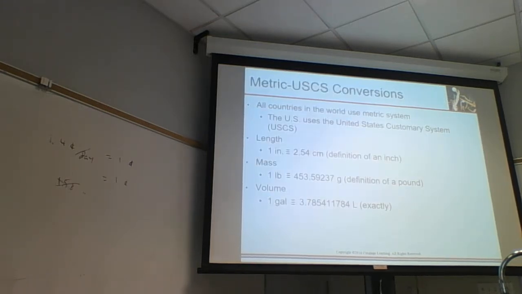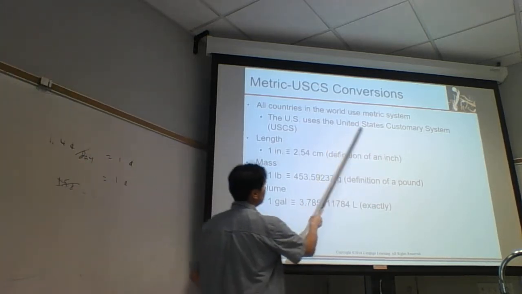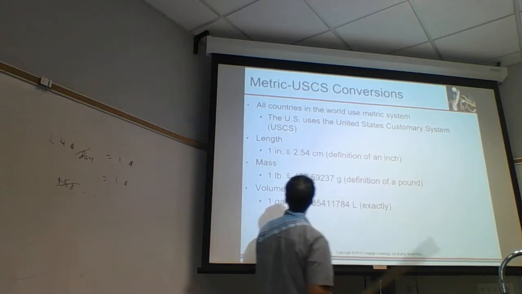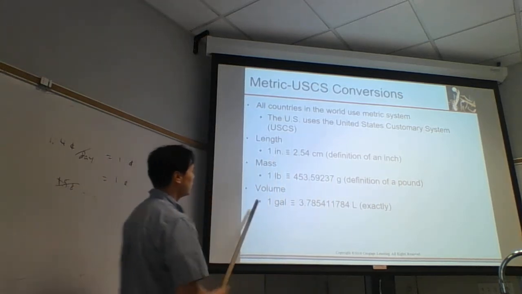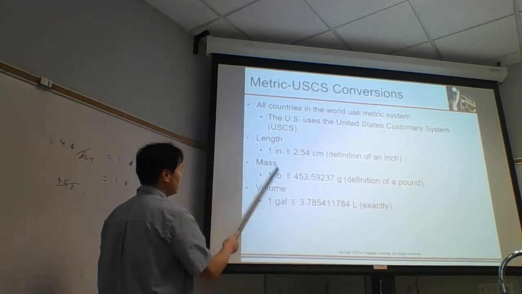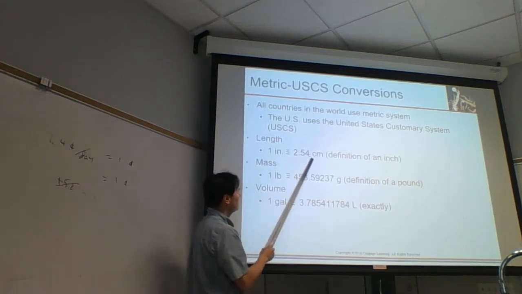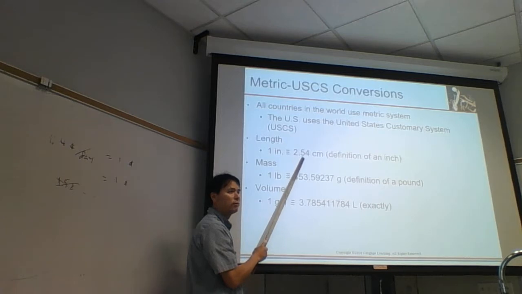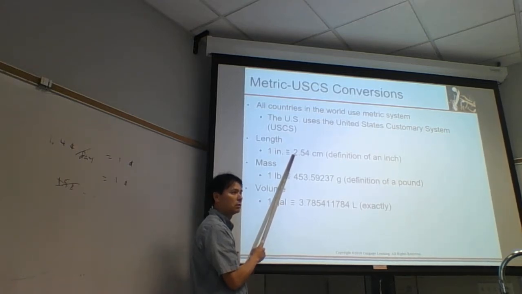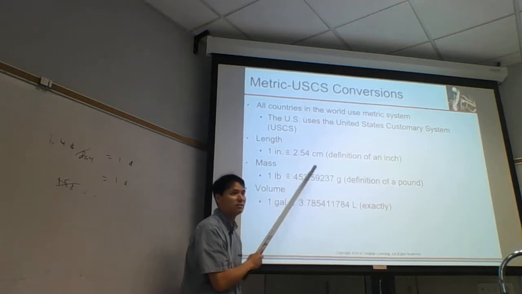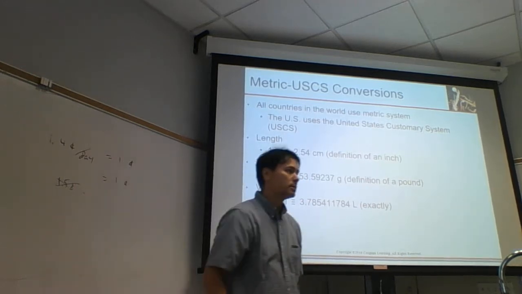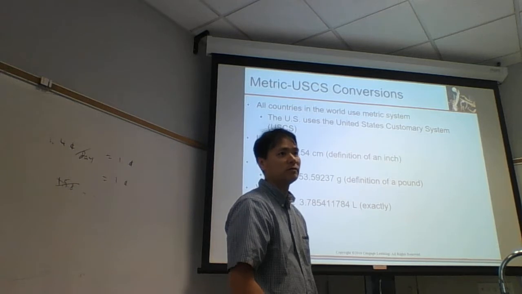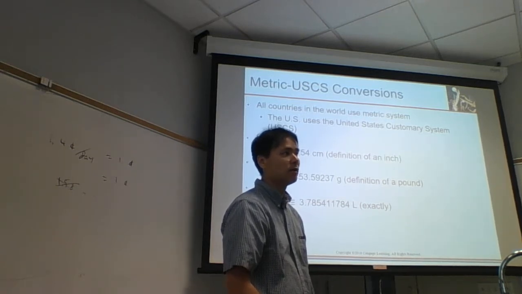All right, we use the USCS units, United States Customary System, in which we deal with inches, pounds, and gallons. This one you have to have memorized. You know how many centimeters are in an inch? About 2.54 or exactly 2.54? No, exactly. Yeah, it's very odd, but it's exactly, to an infinite number of sig figs. So there's exactly 2.54 centimeters in 1 inch.